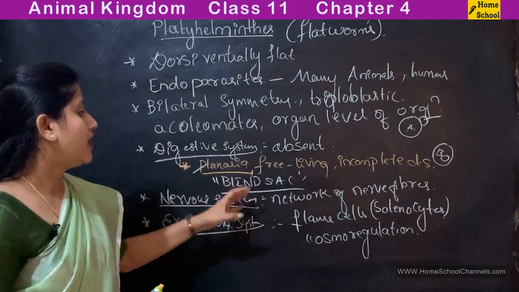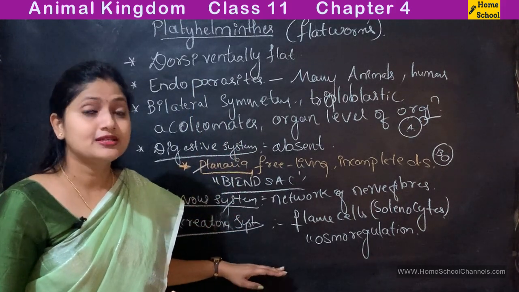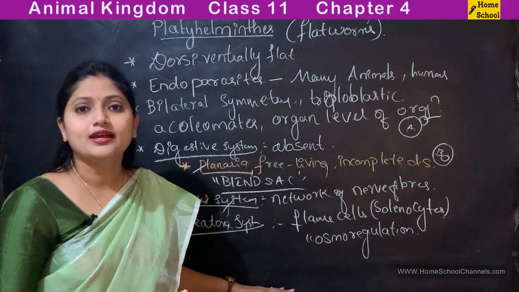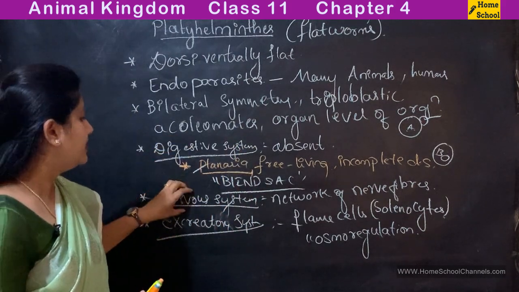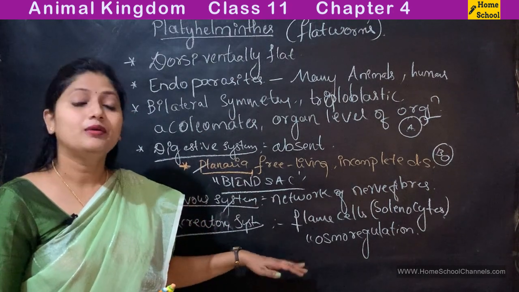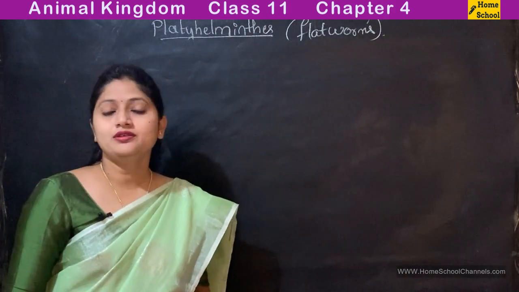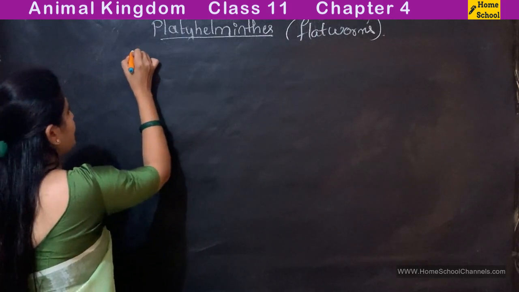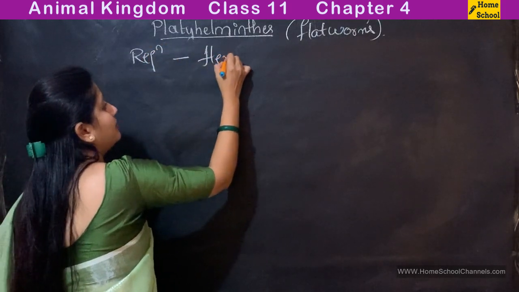So, this is about the various systems. Since the members of Platyhelminthes exhibit the organ level of organization, various organs are present, that is the digestive organ, nervous organ and the excretory organ. We will see the other details now, like reproduction. The members of Platyhelminthes are hermaphrodites. We are speaking about the reproduction now, and these are hermaphrodites.